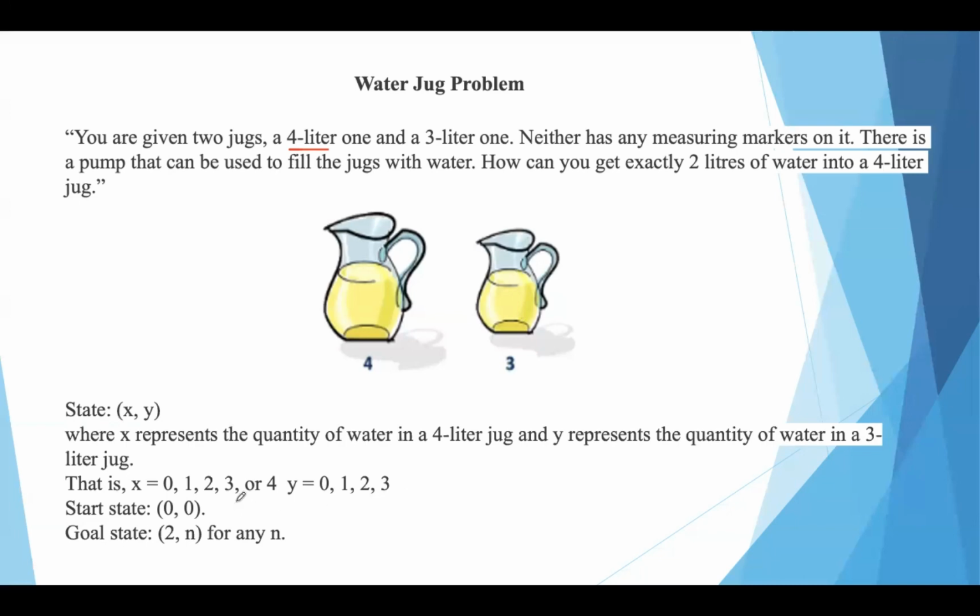Coming to the start state, initially these jugs don't have water, so the initial value is 0 comma 0. Both jugs are empty. And the goal state is we need exactly 2 liters of water in the 4-liter jug, and there is no constraint on the 3-liter jug. So you can have 1 liter, 2 liters, or 3 liters; y can vary from 0 to 3.